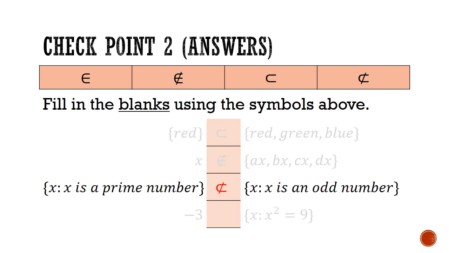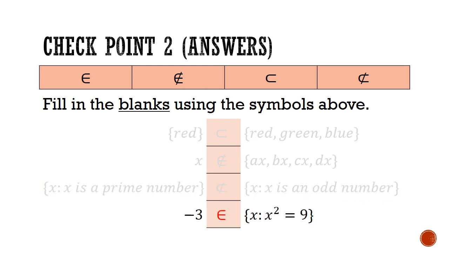The set of prime numbers is not a proper subset of odd numbers because of the number 2. 2 is a prime number, but 2 is not odd. You only need one counterexample to disprove the subset property. Lastly, if we solve the equation x squared equals 9, we get 2 solutions, 3 and negative 3. Therefore, negative 3 is an element of the set.